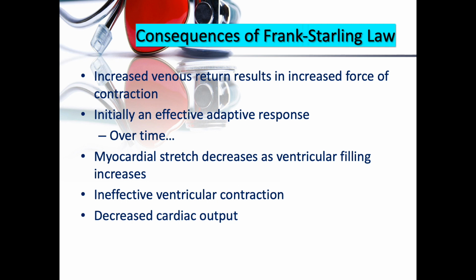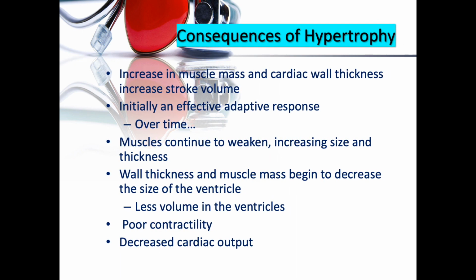However, while it is true that this is initially an effective adaptive response, that is, increasing venous return results in increased force of contraction, over time, the myocardial stretch decreases as these ventricular filling times increase. This causes ineffective ventricular contraction, which leads to decreased cardiac output. Like any muscle that has increased work, the muscles of the heart will become thicker too. This is ventricular hypertrophy. This increase in muscle mass and cardiac wall thickness will increase the stroke volume, and it is initially an effective adaptive response.